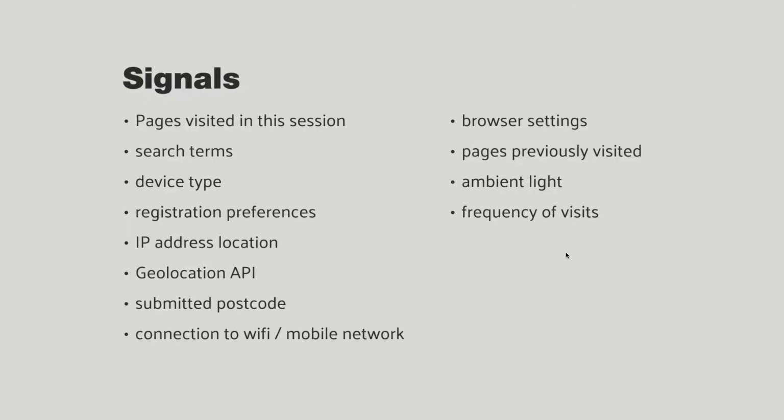We can see whether it's on a Wi-Fi network or a mobile network. We can also detect things like browser settings. So if someone has a particular browser setting, it might be that their default browser language is set to French. That will give us some information. We can also see what the ambient light is. So this is information that these things tell us right now. This is what I mean about the sort of data that we can get.